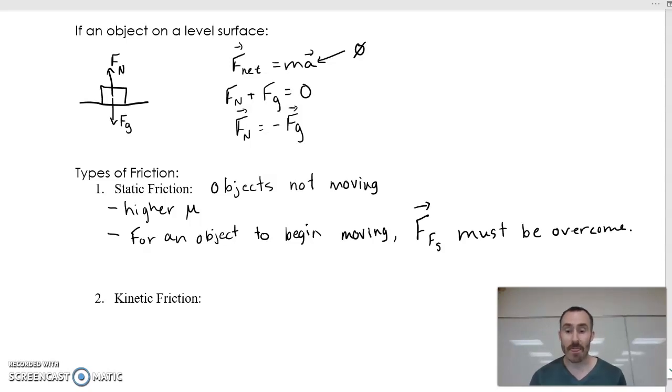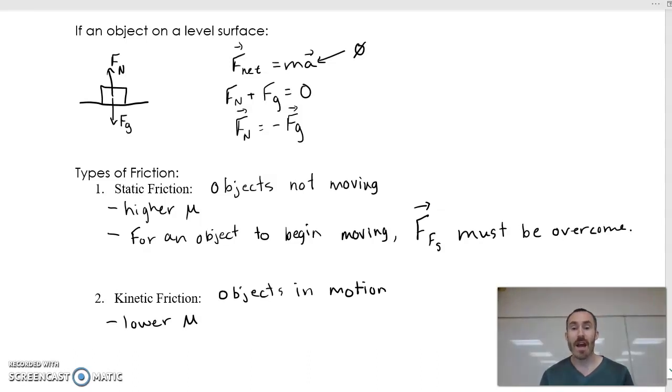For kinetic friction, this is for when objects are moving. Objects in motion. When an object is in motion, it is also experiencing the force of friction in some fashion. It's just that it's going to be less friction than when it was static, when it was not moving. So you get a lower coefficient. And if you want to keep an object moving without slowing down, you must meet or exceed the force of kinetic friction. That's to keep an object moving.